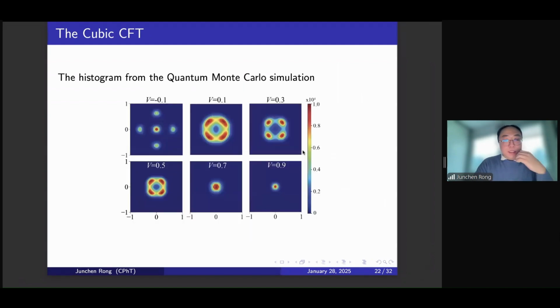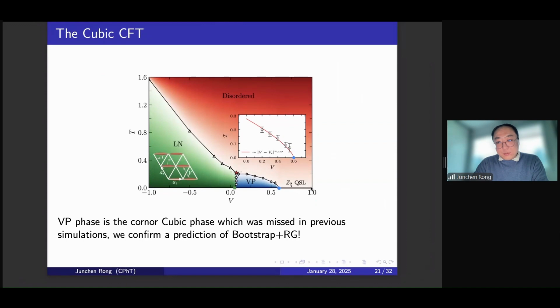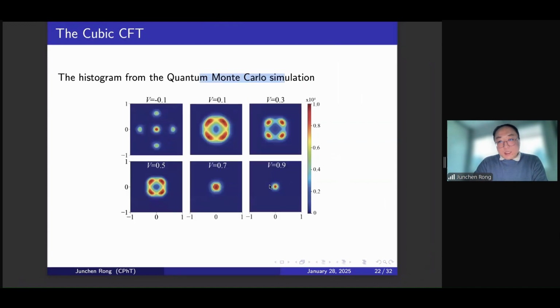In Monte Carlo simulation, we use a histogram to look at what the system does. So this is a histogram as you are moving along this direction. Initially it's in the disordered phase. This is the top-down view of the phi plane, and it starts to develop corners, but then at some intermediate value, it abruptly becomes the face-centered cubic.